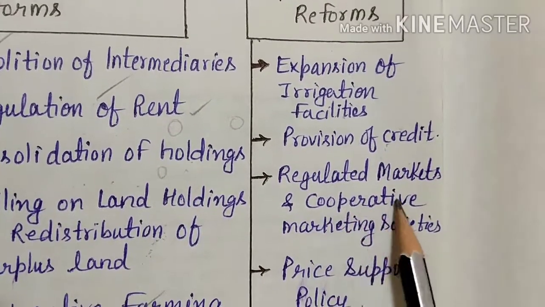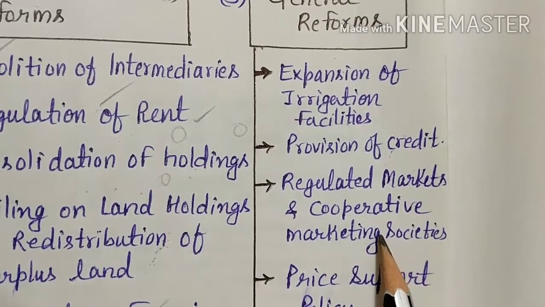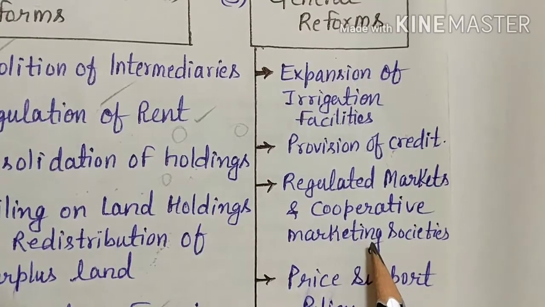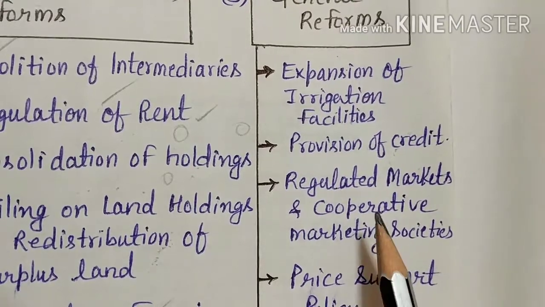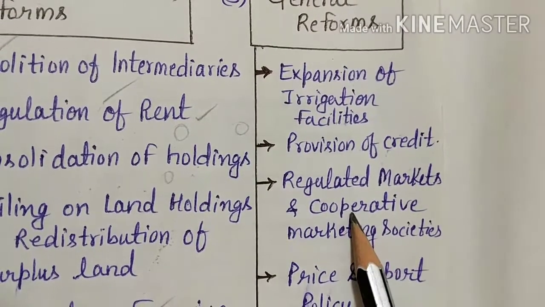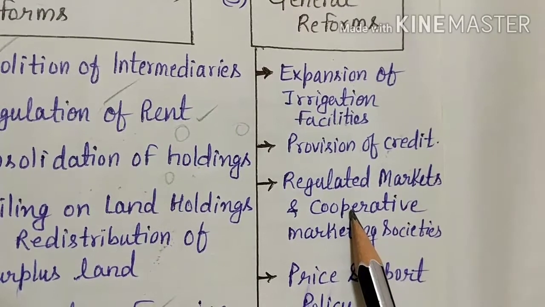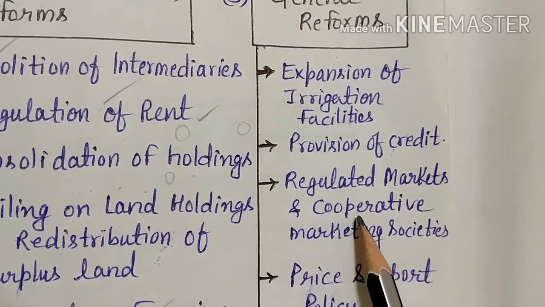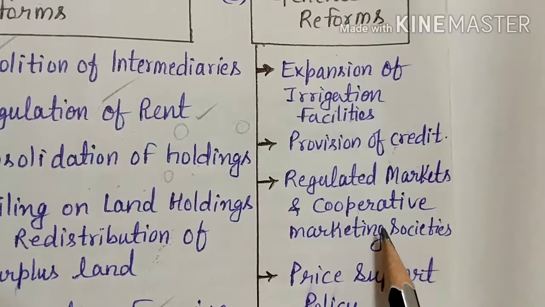Then comes regulated markets and cooperative marketing societies. What is the meaning of regulated markets here? Actually these markets are governed by the market committees appointed by the government. These committees ensure timely payment to the farmers, because nowadays farmers are not getting the payment on time. They also ensure that only specified weights and measures are used to weigh and value the farmers' produce.